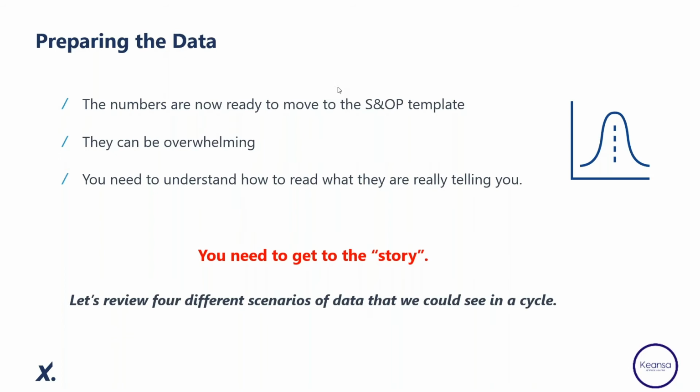So now that we understand how we get that data, what we're going to do is go through a few scenarios. When you look at all this data, there's a lot of data that can look very confusing, but what you need to do is get used to the data, get used to how it's presented, and understand how to get to the story. By the story, we mean, what do we need to do based on what the data is telling us?